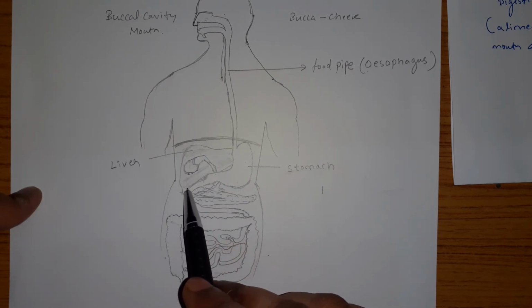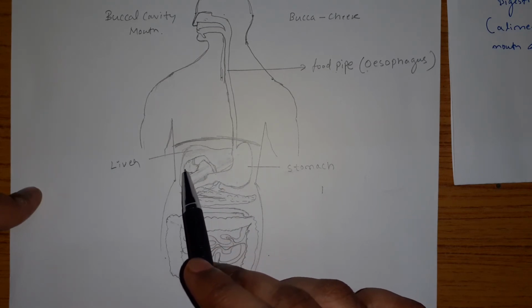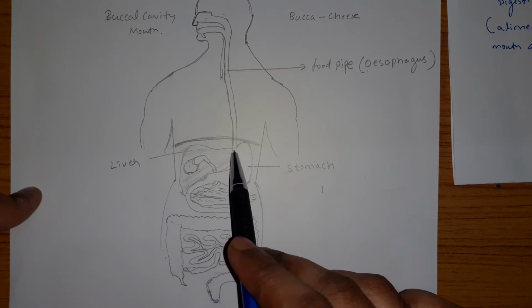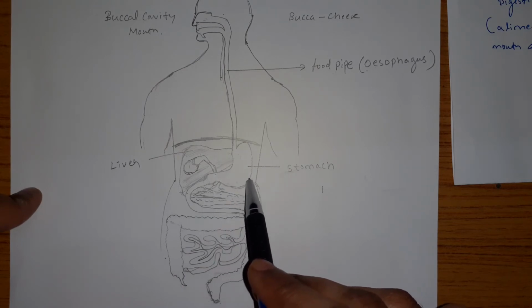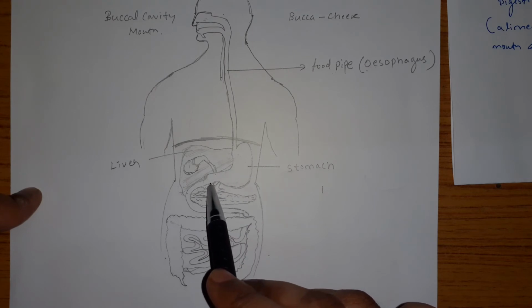Can you see this? Somewhat like a V shape. Okay, V shape. This is like a U. This is like a U. This bag, from here it will start, stomach.